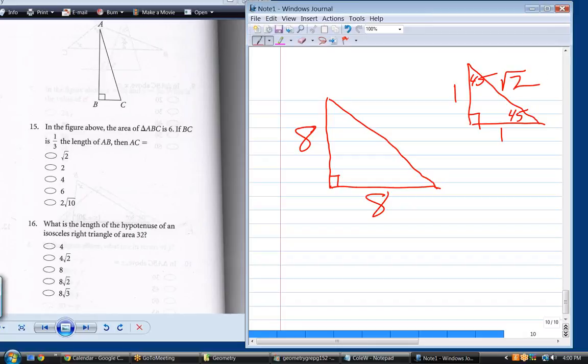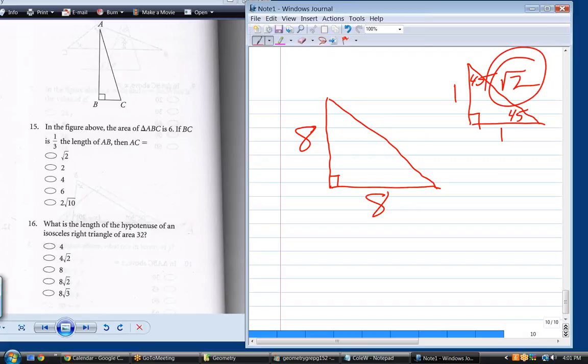Okay, so what we're going to do, instead of using the Pythagorean theorem to solve this, is figure out what the similarity ratio is, and what the hypotenuse of this would be. What's the similarity ratio? 1 to 8. So what's the hypotenuse over here? It's 8 times this.